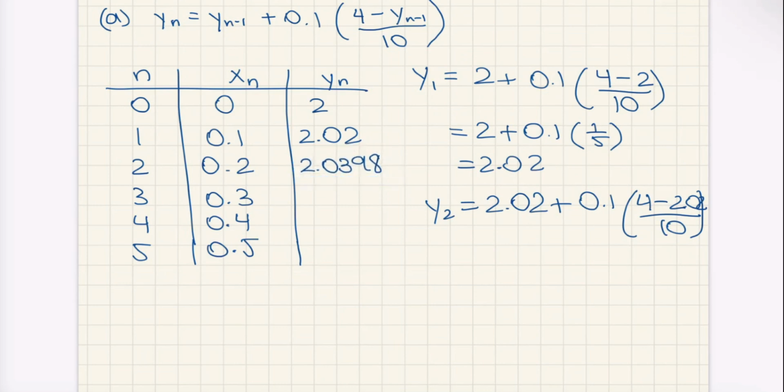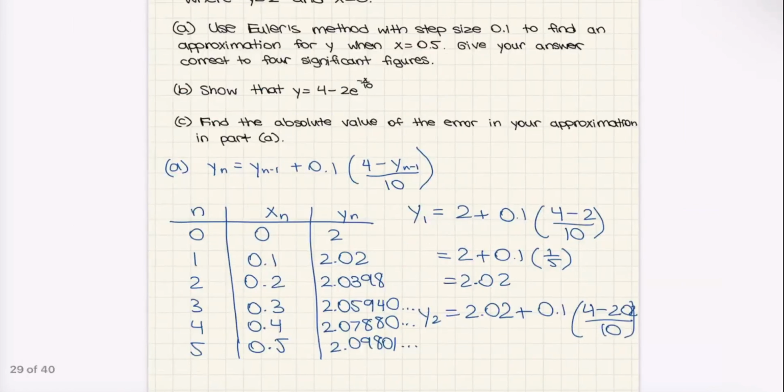Then we're going to do the same thing for all the rest of these as well. For n equal to 3, we get 2.05940. If we do the same thing for 4, we get 2.07880. And then for 5, 2.09801, and continuing.